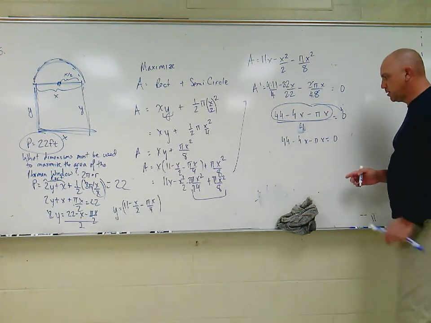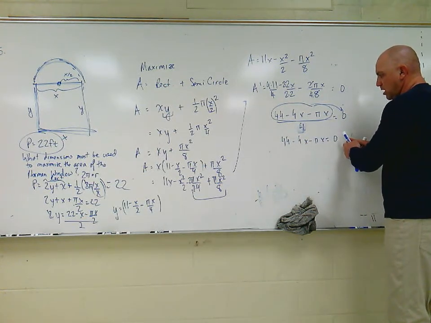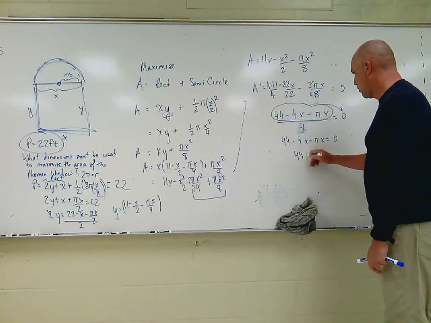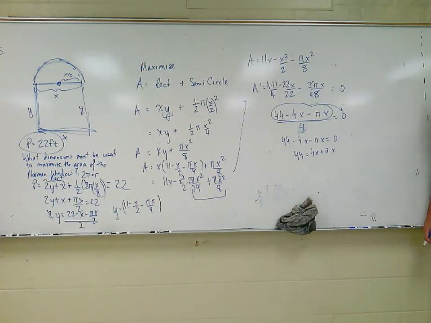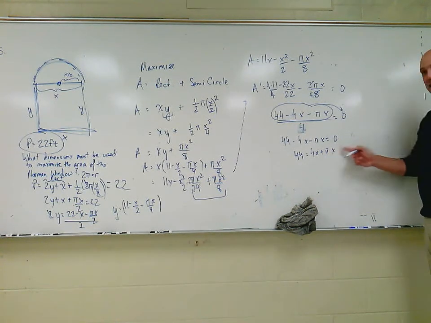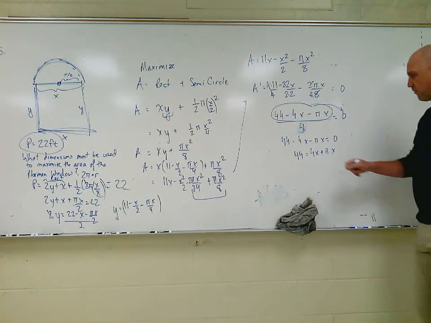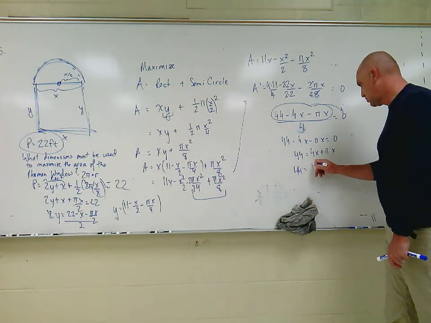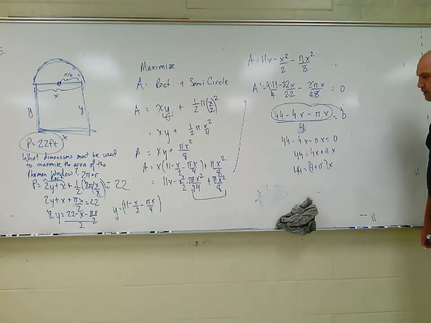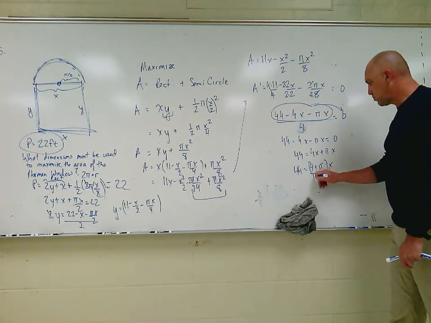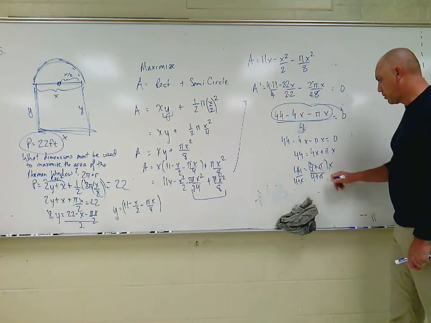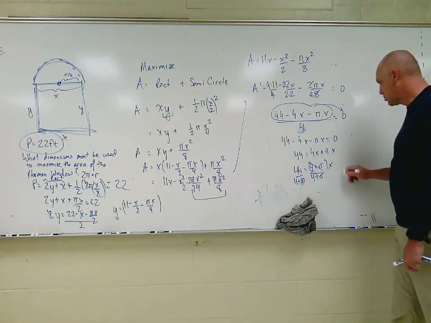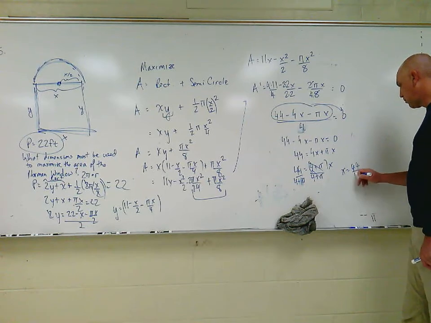And now what I would do is I'm going to get my x's on one side. So leave the 44 here, move the x's over so they both become positive. And you're going to say, well, how do I combine a 4x and a pi x? Just factor out an x. So if I factor out an x, I'm left with 4 plus pi times x. And then that's it, divide by 4 plus pi. And that should be your x dimension for the window. So x equals 44 over 4 plus pi.